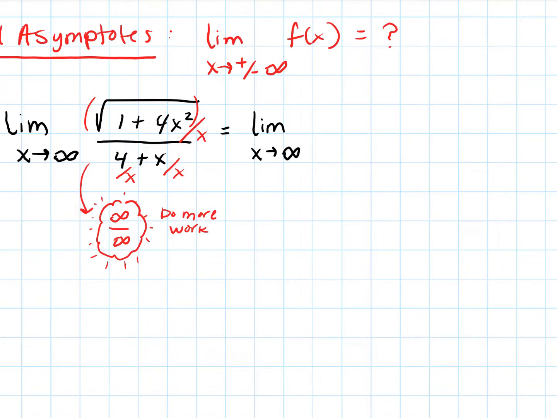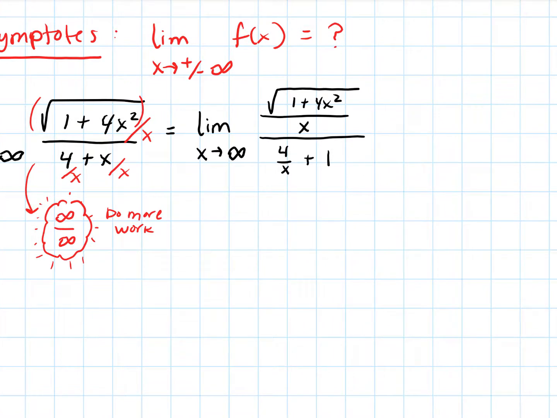So heading on, jumping back into where I was at with my technique, I'm going to end up with the square root on the top of 1 plus 4x squared divided by x. And then on the bottom, I'm just going to have 4 over x plus 1. Now I need to continue to do some algebraic simplification in the top right here. And I want to bring that x inside the roots because I want to be able to divide. I want to take 1 and 4x squared and divide by this expression, but I can't do that until x is under a square root.